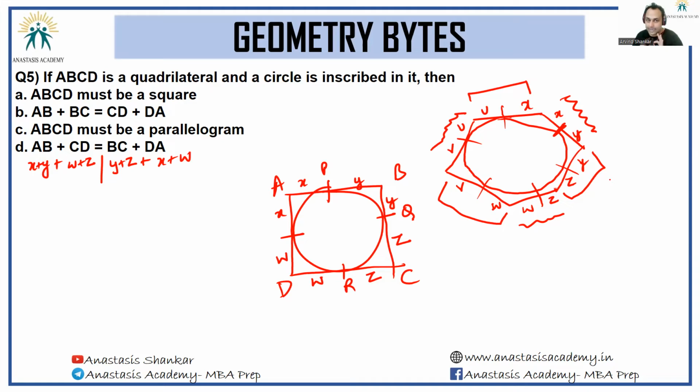As long as it's an even-sided polygon, if a circle is inscribed within it, the sum of lengths of alternate sides would be equal. That will be all for this episode. Hopefully you learned something.